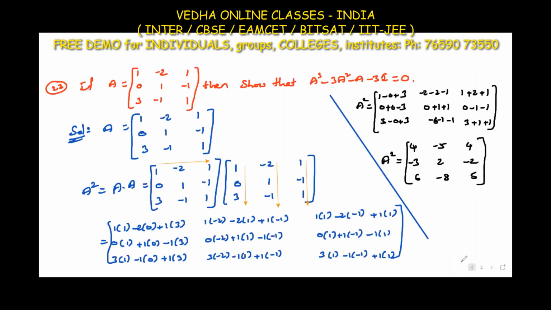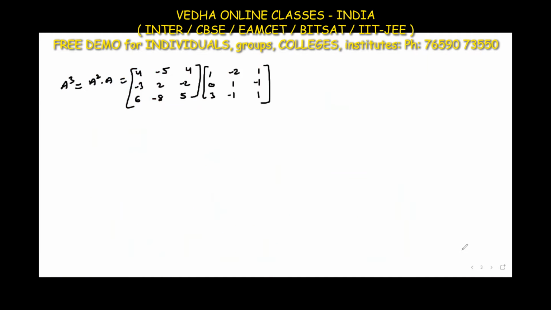So we are multiplying A and A square. How do we multiply? Similarly, whatever we did already: first row with first column, second column, and then third column. Multiply like that only. If you multiply like that, what do we get here?